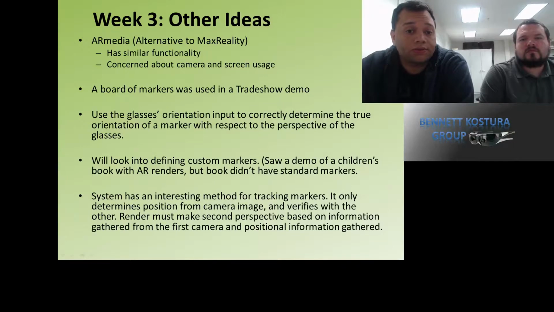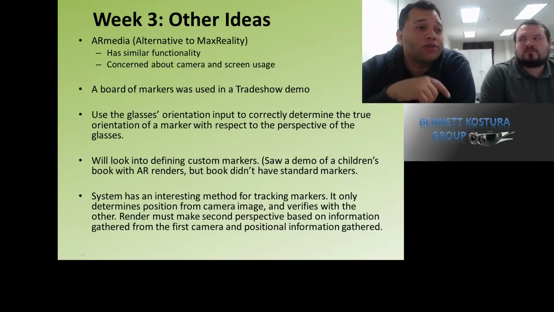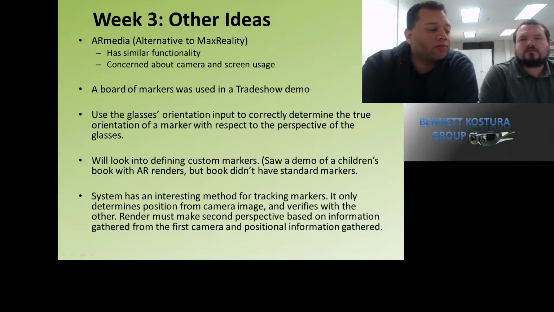This week, while doing our research, we also found another plugin for 3ds Max called AR Media. It has very similar functionality. Obviously it uses different markers, but they also show where you can put in some custom ones. Now, mentioning custom markers, we saw in a comic book where a guy had put in some renderings without actually using the standard markers. So we're going to assume that Max Reality has the ability to do that as well. It's not anywhere in the documentation I saw so far, but maybe once we get Max Reality working, or the C++ Visual Studio stuff working, we can figure that part out.